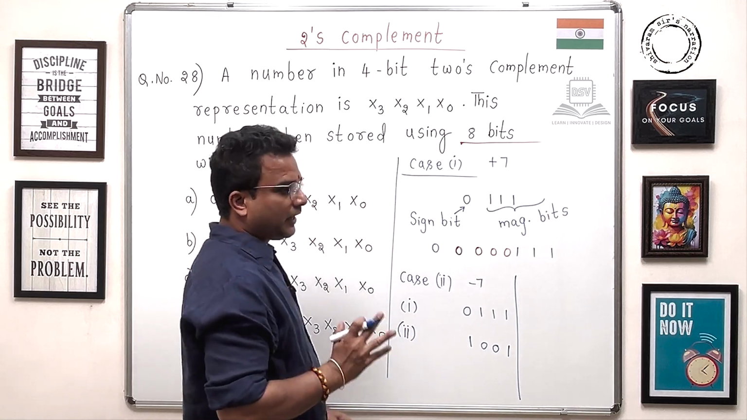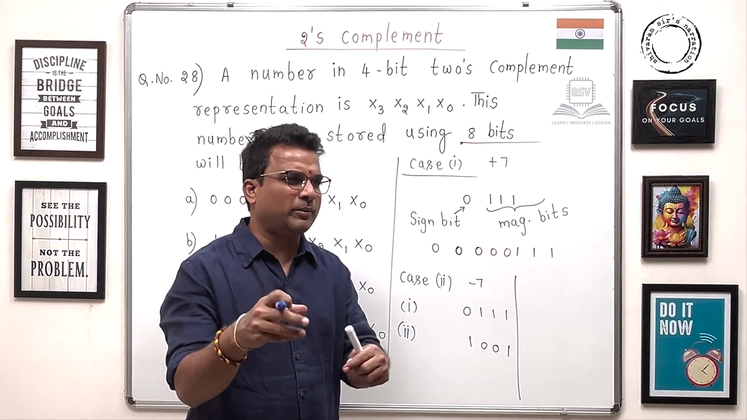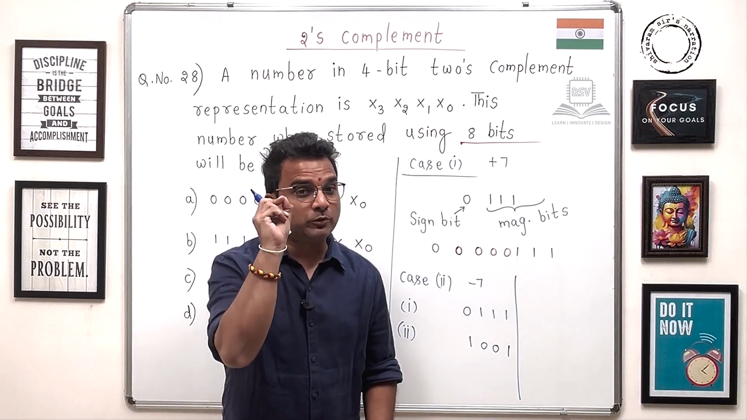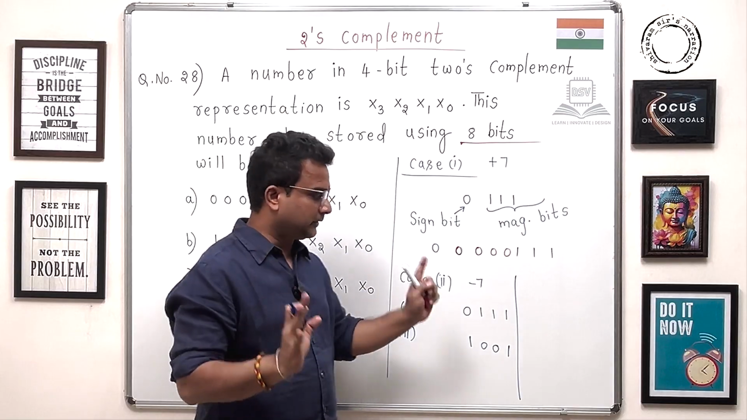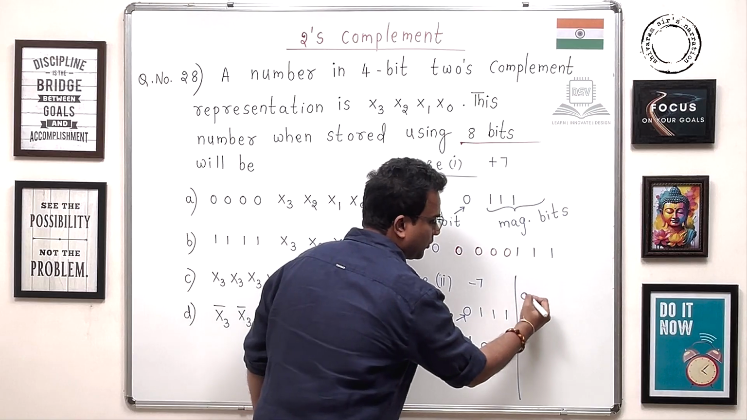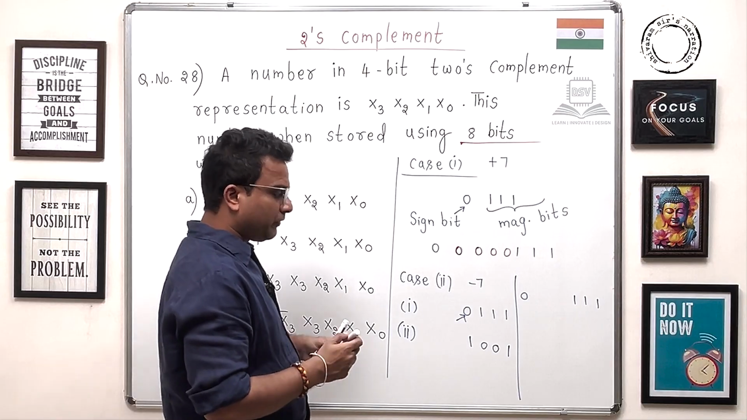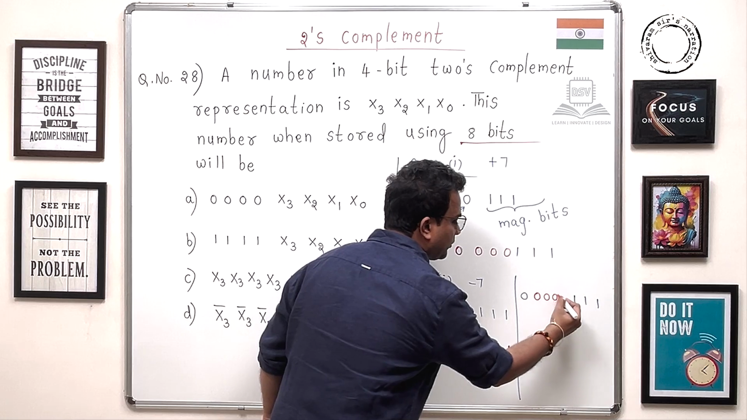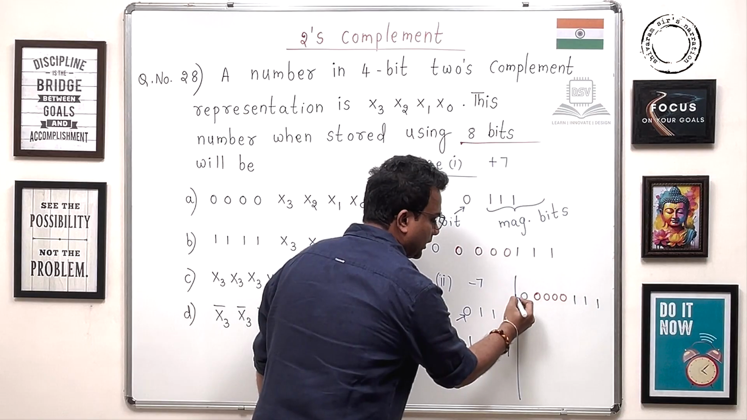It is like I have told you in step 1 itself. You need to place the zeros. However many bits you want to represent, that many you can add. But remember, you need to place the zeros between the sign bit and the magnitude bits. Here this is the sign bit, so it's a 0, and it is 1, 1, 1. Then we are placing here 4 zeros because we want to represent it in 8 bits. Step 1 over. Now step 2.